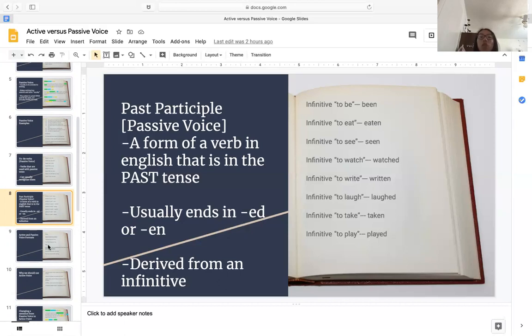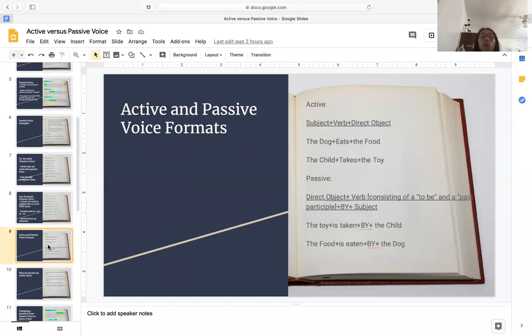Let's go over the general format of the active and passive voice. For the active voice, we have a subject plus a verb plus a direct object. For example, the dog as the subject eats as the verb, the food as the direct object. Next, we have the child as a subject, takes as the verb, the toy as the direct object.